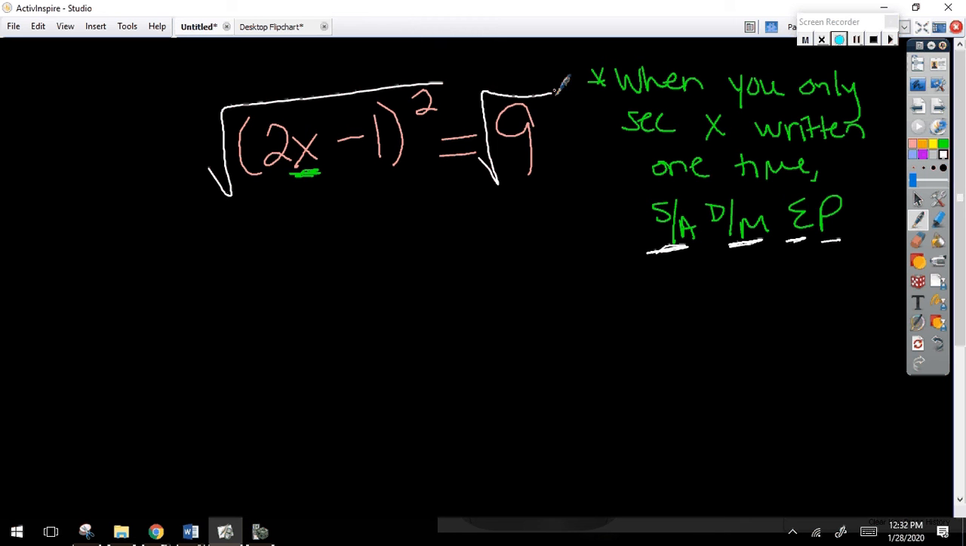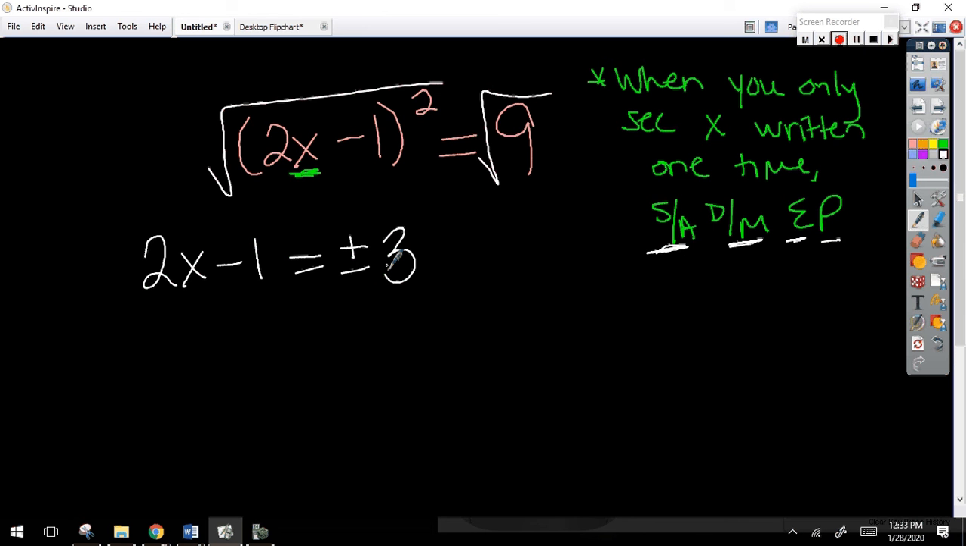What's the square root of 9? That's half the answer. What's the other half? You're right. It's positive or negative 3. Remember, don't forget that plus or minus. That gives us the 2 answers we're looking for.